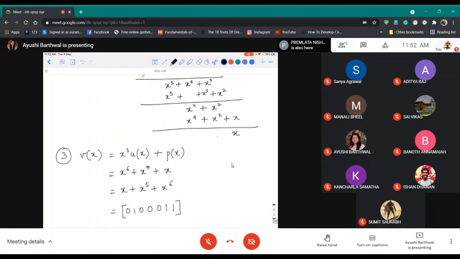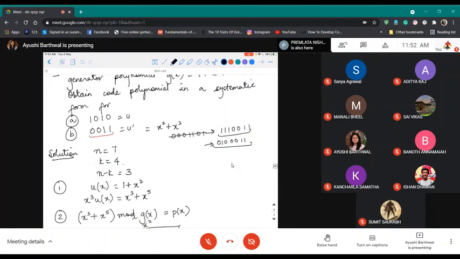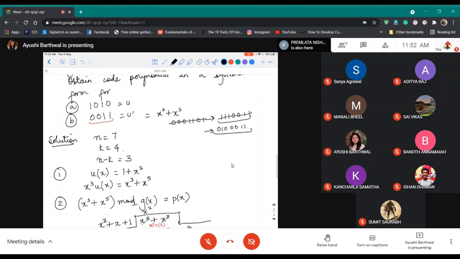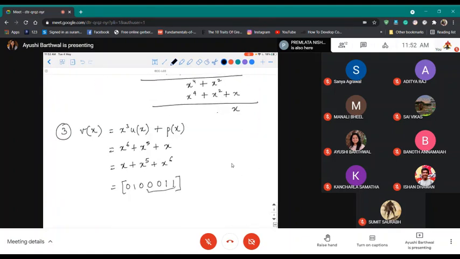So this is your final code word, and from here also we can see that your message vector 0011 can be easily separated by the parity bits.